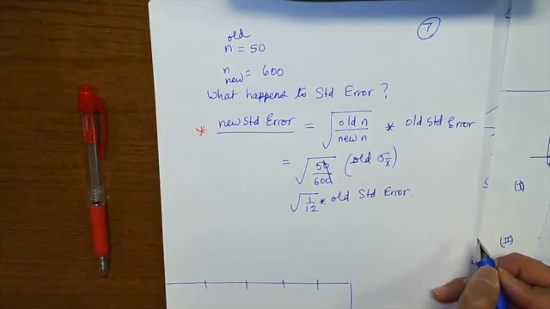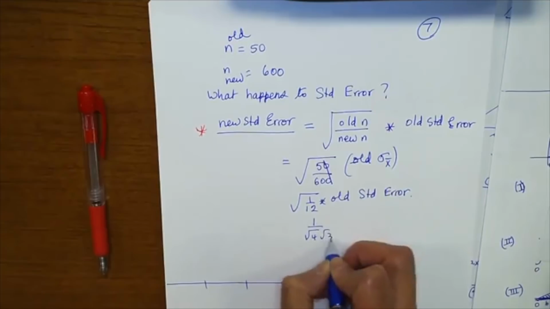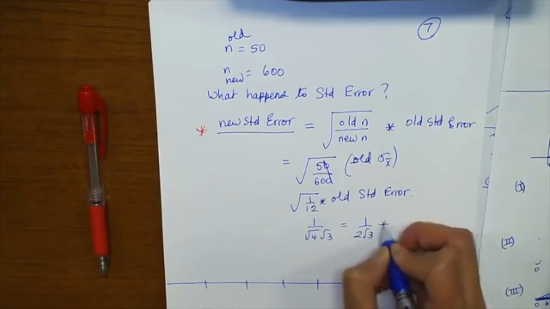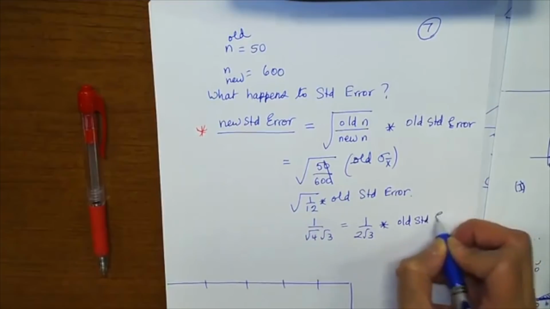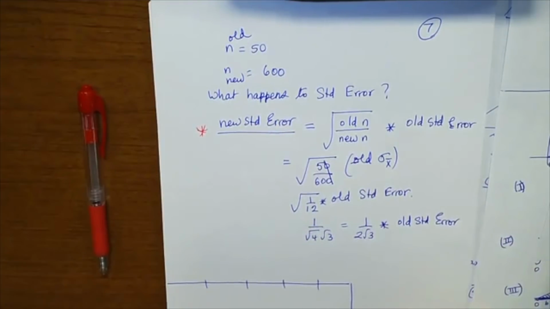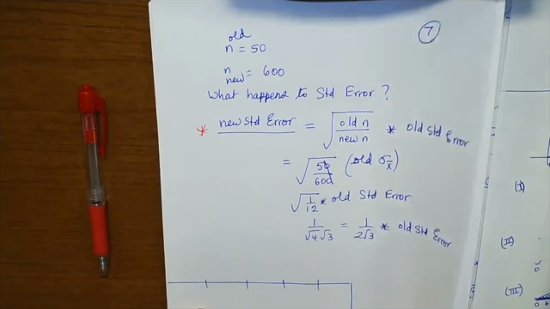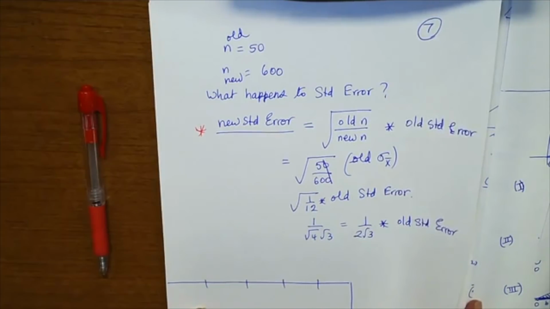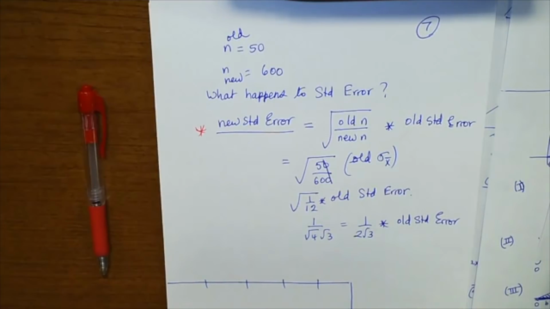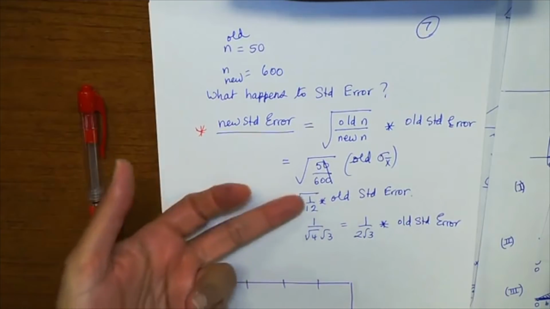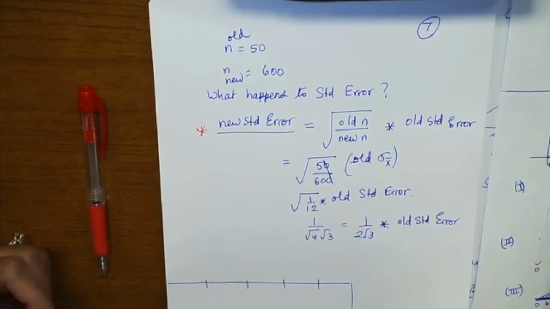Question? So it's 1 over root 4, root 3. So it's 1 over 2 root 3 times the old standard error. Right? Are you guys understanding me? So root 1/12 wouldn't be in a decimal? However it is, you're going to have to make your answer to pick a choice. That's why I'm showing you all different variations of what it could be. If you don't see 1/12 there, don't freak out. You're going to have to play with it, is what I'm saying.